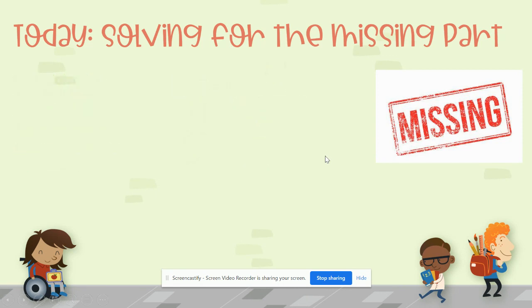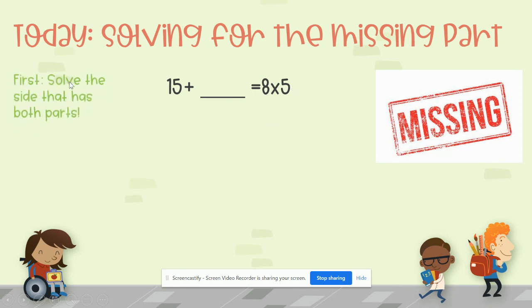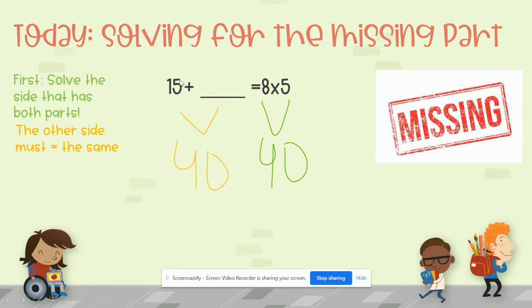We're going to practice with one more. 15 plus what is equal to 8 times 5. So again, we solve for the side that has both parts. Which side has both of its parts? You said this side, you're correct. So 8 times 5 equals 40. The other side must equal the same because there's an equal sign between these equations. So this side must also equal 40. So 15 plus what equals 40.